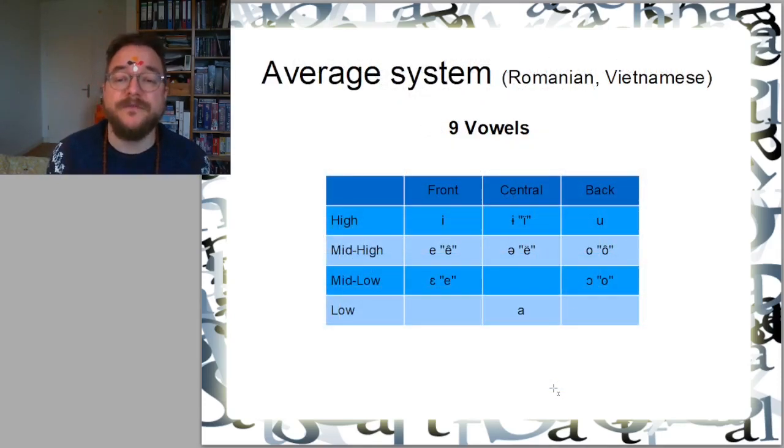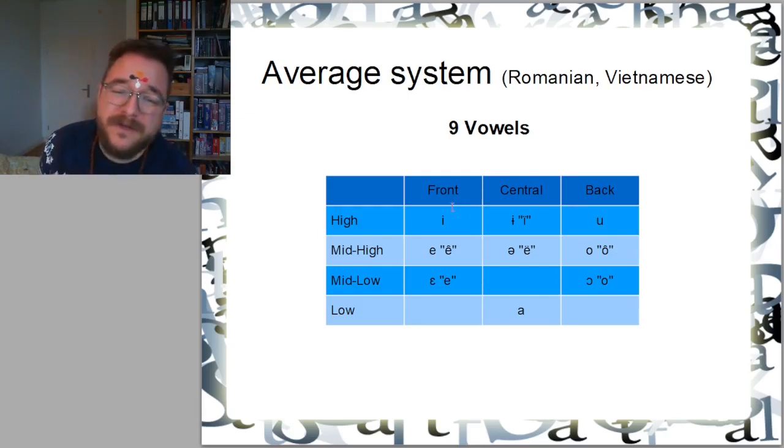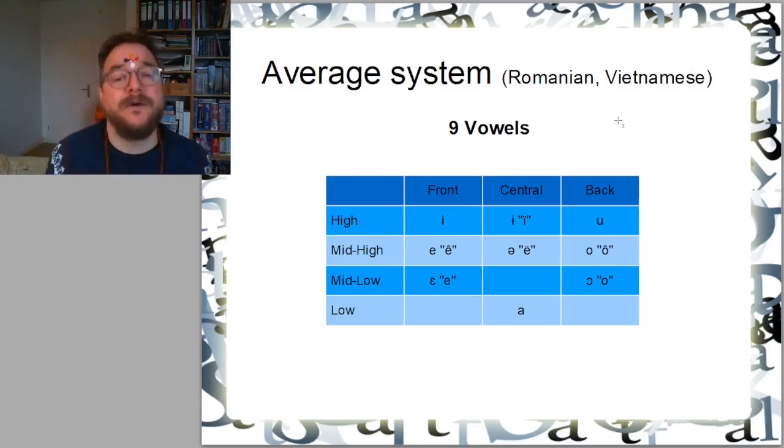Let's continue with the vowels. I chose a vowel inventory of 9 vowels. That's already quite big, but it's still doable. Languages like Romanian or Vietnamese have a similar vowel system to this one. I will read the vowels to you once in a short and then in a long form.